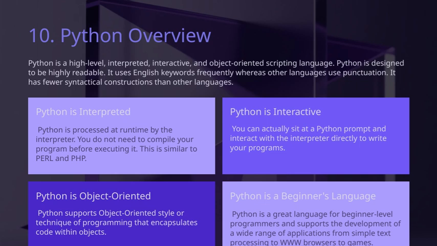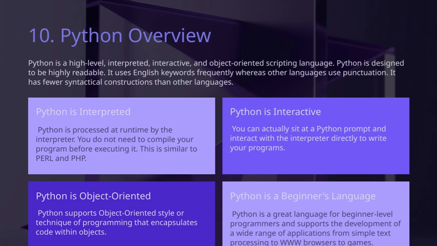Python also supports object-oriented programming, which means you can encapsulate code within objects, making your programs more organized and reusable. Another key point is that Python is processed at runtime by the interpreter, so you don't need to compile your code before running it, much like Perl and PHP. This interpreted nature allows for quick testing and development.